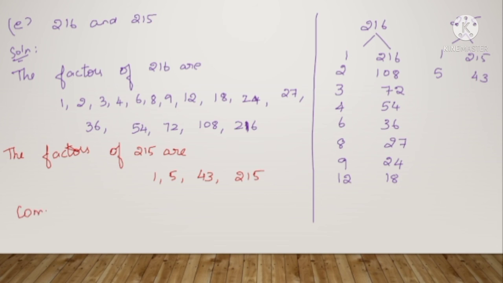Now what are the common factors? So here when we see, the common factor is, I think, only 1, isn't it? Yes, 1. The common factor is 1. So we say that 216 and 215 are co-prime numbers.